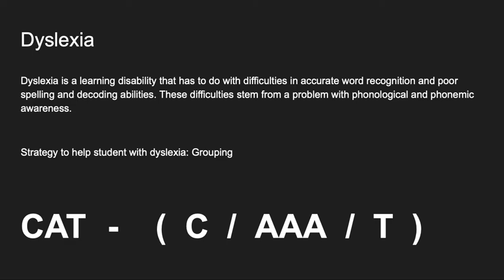One strategy to help a student with dyslexia is utilizing grouping when trying to read and decode a word. Grouping takes a word such as cat and breaks it into 3 separate sounds, k, a, and t. And then when you step back and break each letter into its phonemes, we can hear each sound individually and bring them together to form the word cat. So k, a, t is cat.